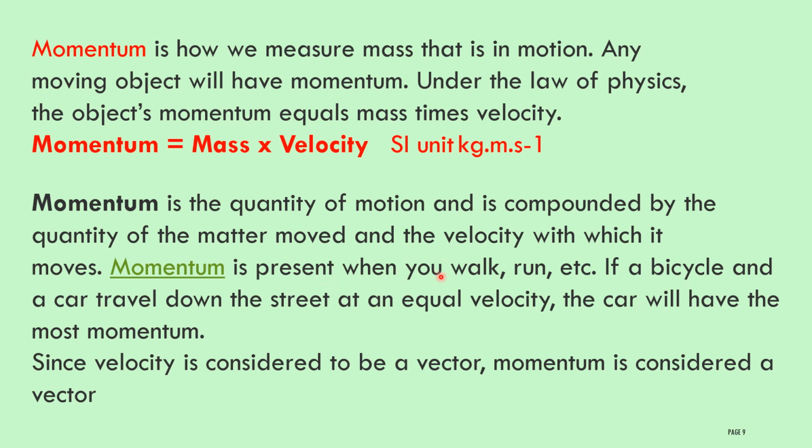Momentum is present when you walk and run, etc. If a bicycle and a car travel down the street at an equal velocity, the car will have the most momentum. Here, momentum is directly proportional to mass. As the mass increases, momentum increases. Here, the mass of the car is more compared to the bicycle. Therefore, the car possesses more momentum compared to the bicycle.